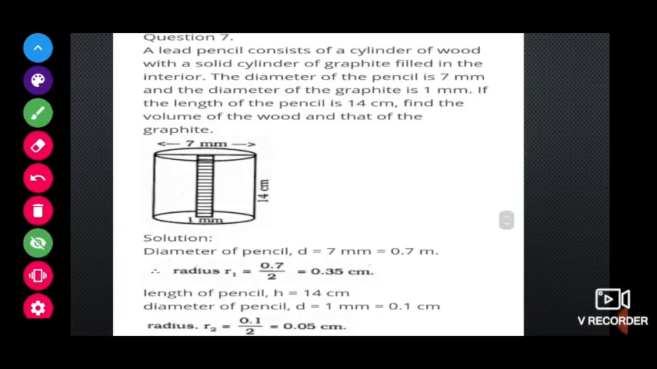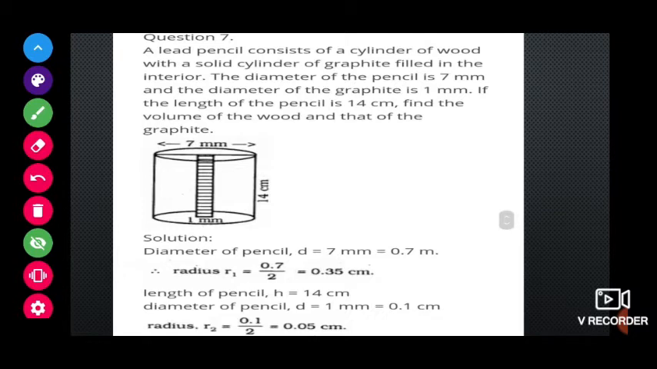Next, question number 7. A lead pencil consists of a cylinder of wood with a solid cylinder of graphite filled in the interior. The diameter of the pencil is 7 mm and the diameter of the graphite is 1 mm. If the length of the pencil is 14 cm, find the volume of the wood and that of the graphite. Here children, they have given the picture also.